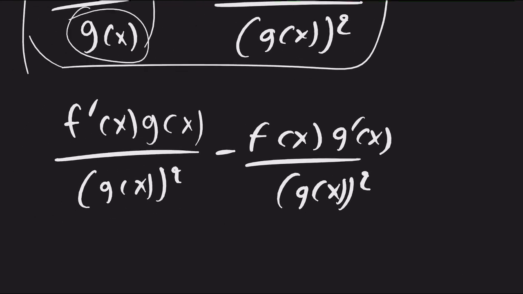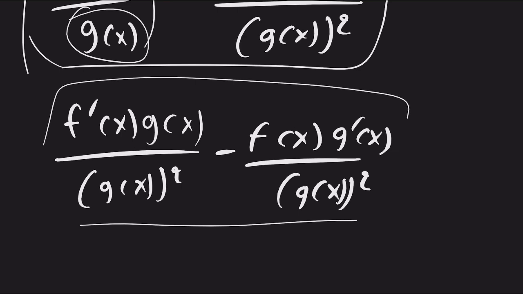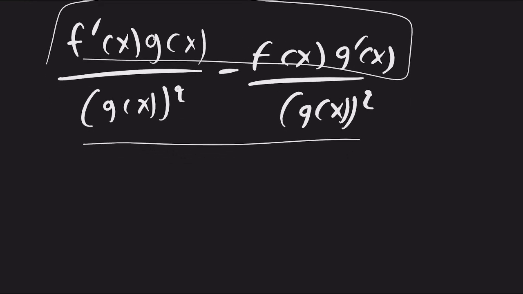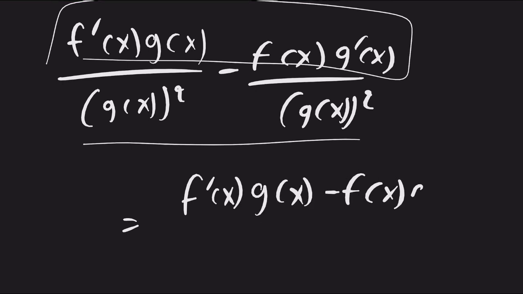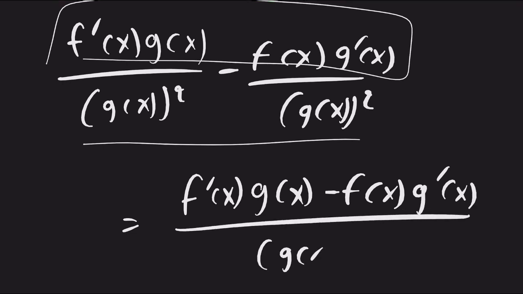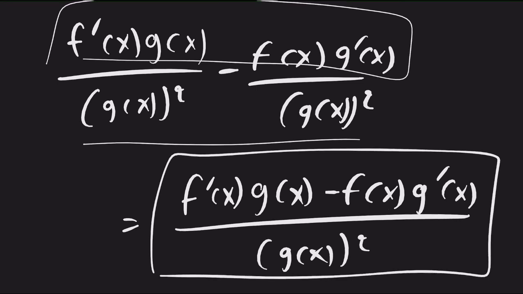And so this right now is really easy. We have the same denominator, so we're just going to combine the numerators, and then we have f prime of x times g of x minus f of x times g prime of x all over g of x squared. And this right here is how you derive the quotient rule.